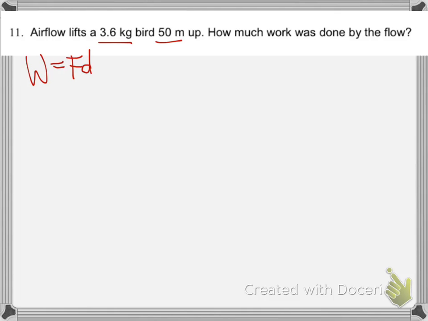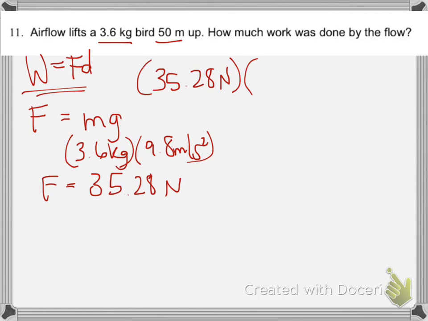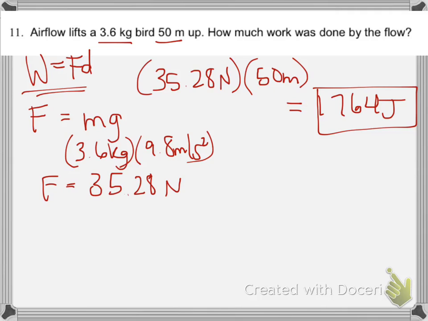So we need to understand that to get the force, we can multiply mass times gravity. So our 3.6 kilograms will get multiplied by 9.8 meters per second squared, and we will find that our force is 35.28 newtons. Now that we have our force, we can go back to our original equation, and we can plug in our 35.28 newtons, and multiply that by the 50 meters they told us. And we can get an answer of 1,764 joules, which is how much work was done.